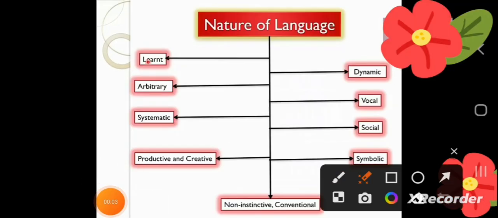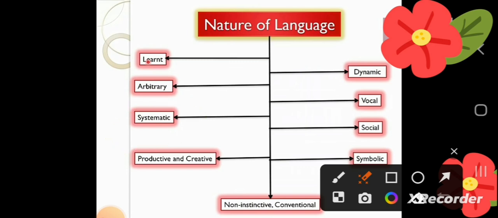Nature of language. Learned. Language is acquired through social interaction and instruction rather than being instinctive. Humans learn language through exposure and practice. Next, arbitrary. The connection between words and their meanings is not inherent but is established by convention. For example, there is no inherent reason why the word tree refers to a tree. It's a matter of linguistic agreement.